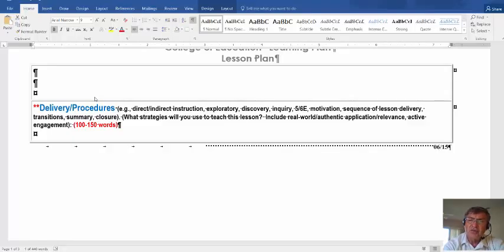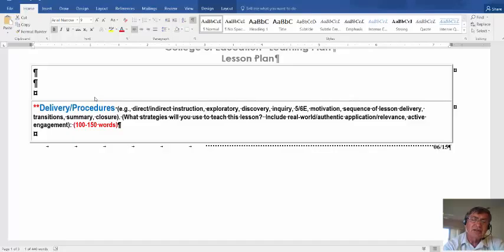It doesn't have to be a transcript, doesn't have to write out every little detail. 100 to 150 words is fine, but how are you starting the lesson? How are you teaching the lesson to them, the concept? How are you modeling for them? What activity are they going to be doing? How are you going to close your lesson? I am looking for closures. Sequence of lesson delivery, the transition, summary, closure, all those things.